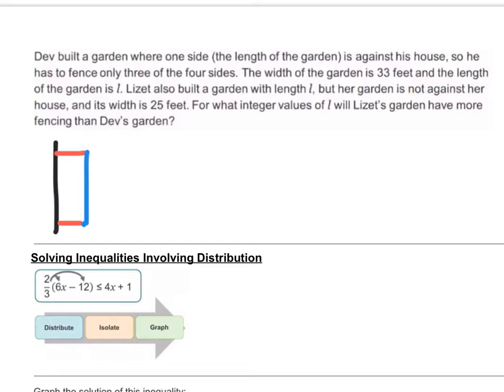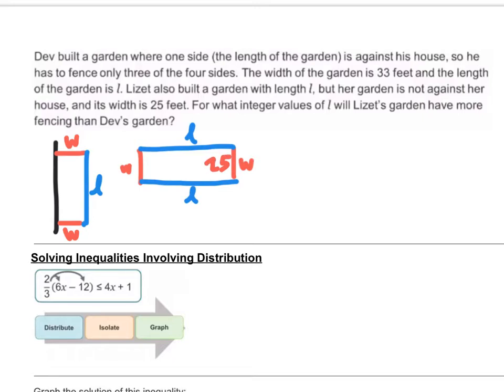Let's draw another one where we have the width like this, and then the length. I'm going to call this length L, this is length L, and then we'll call these the width and the width. It's not against her wall, and the width is 25 feet. But we don't know what the length is. And it says, for what integer values of L will Lizette's garden have more fencing than Dev's garden?